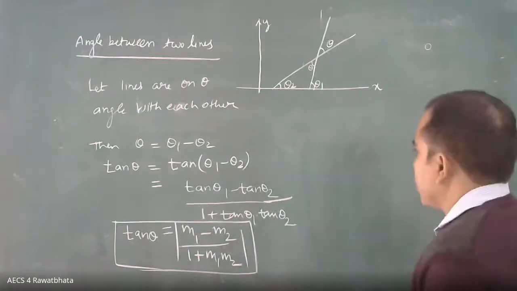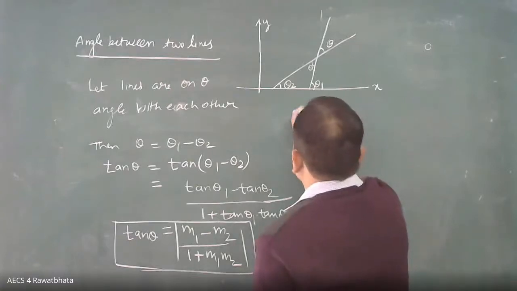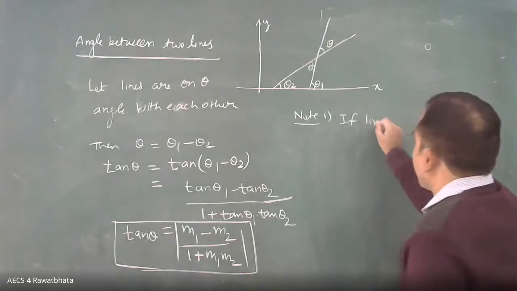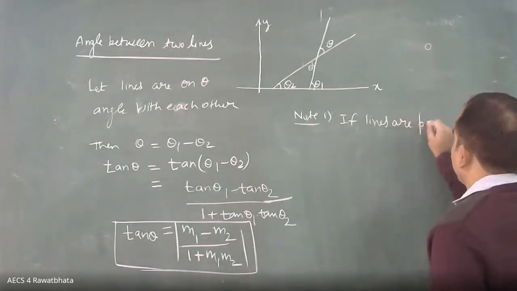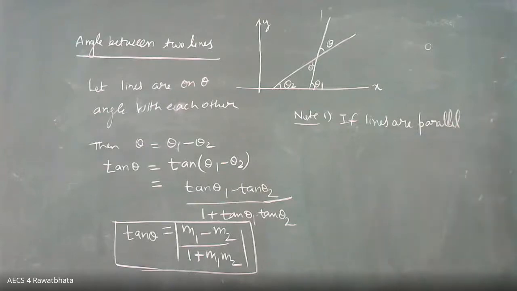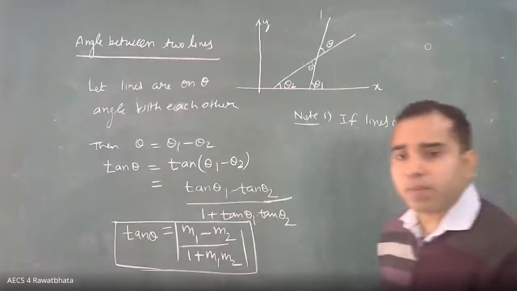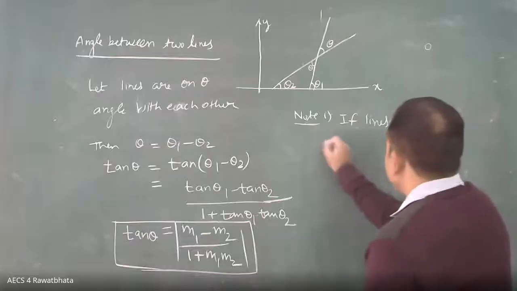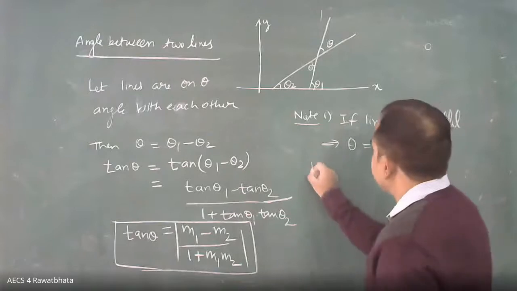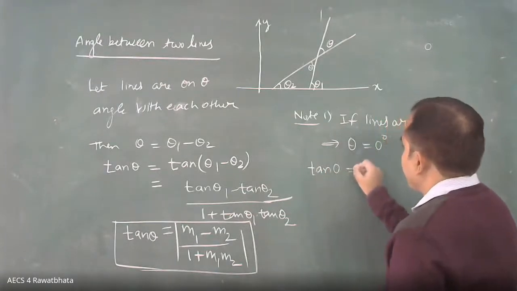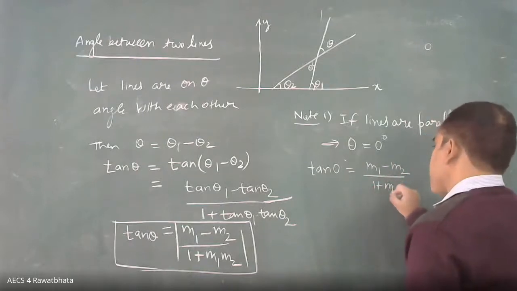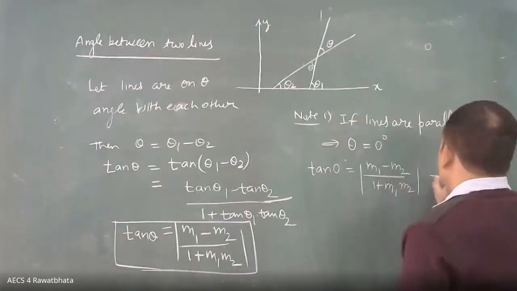Case 1, note: if lines are parallel, how much will be the angle between them, students? 0 degree. Parallel means they have 0 degree. Theta will be 0 degree. So if you put tan theta as tan 0 and simplify, tan 0 is how much? 0. So it equals 0.